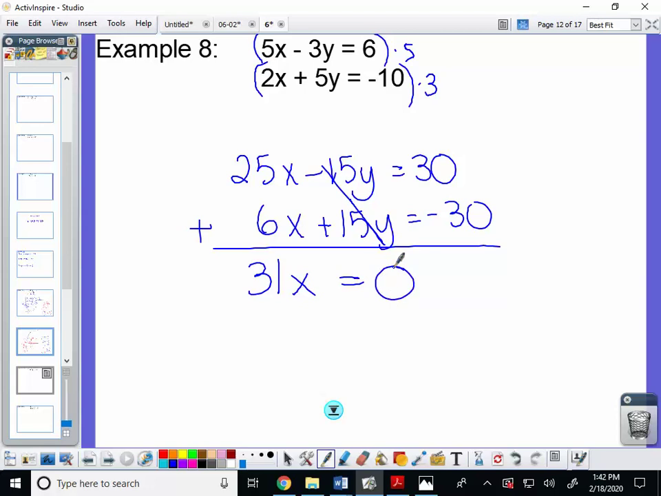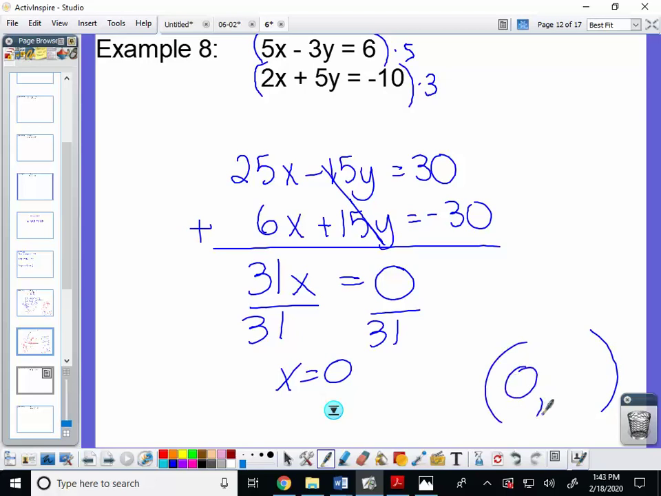How do I solve this equation now? Divide by 31. And 0 divided by 31 is 0. So it's going to be 0 comma something. How are we going to find that y coordinate? Plug it back in. Put 0 in for x. Doesn't matter which equation? Nope. Let's use that first one.